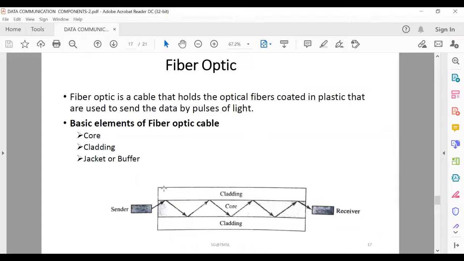The outer portion is the protective coating consisting of plastic, which is known as jacket or buffer. The main purpose of the jacket is to preserve the fiber strength, absorb shock, and provide extra fiber protection.